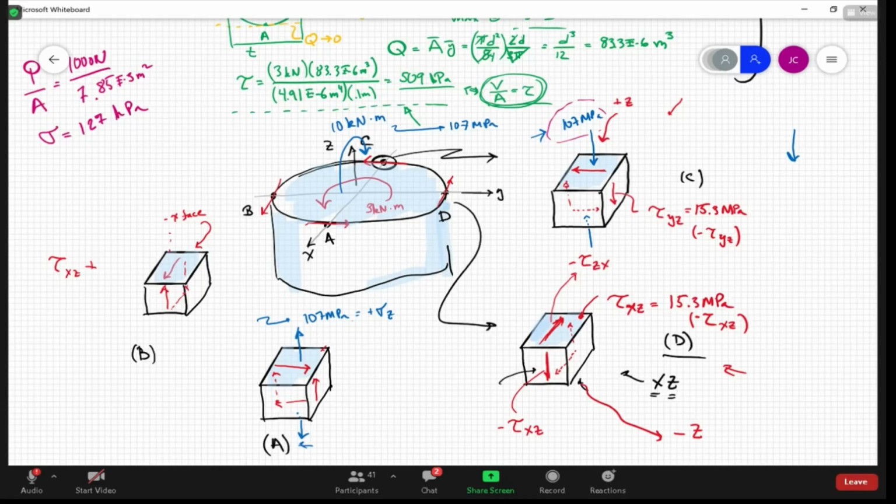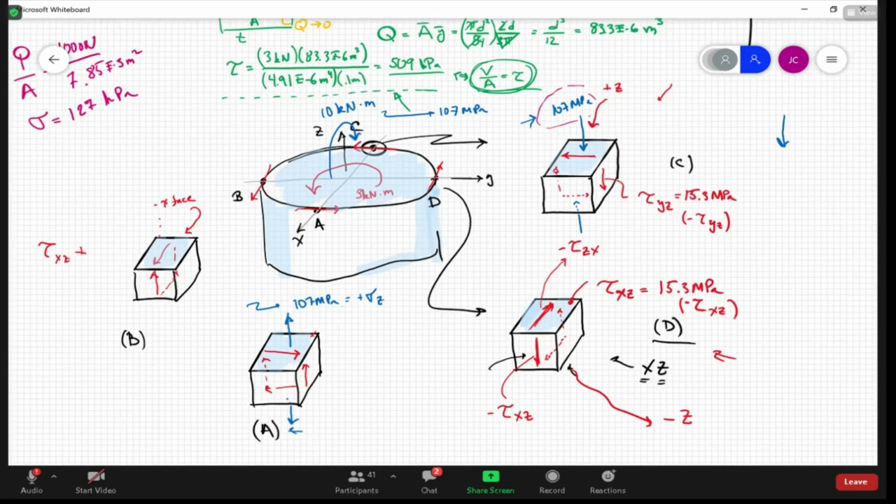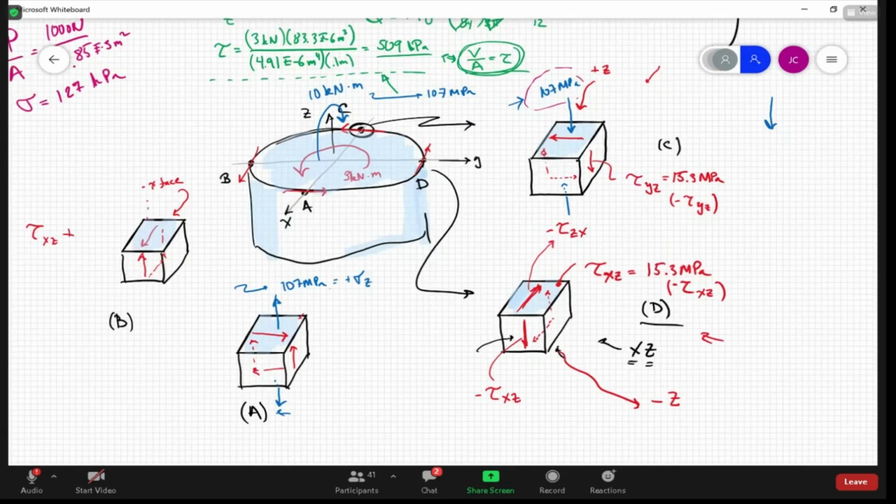But it didn't ask that. All right, so now finally, last one, transverse shear, right? We already talked about that the transverse shear vanishes at A and C. It doesn't do anything at A and C, and it's max at points B and D. So let's look at D, all right?